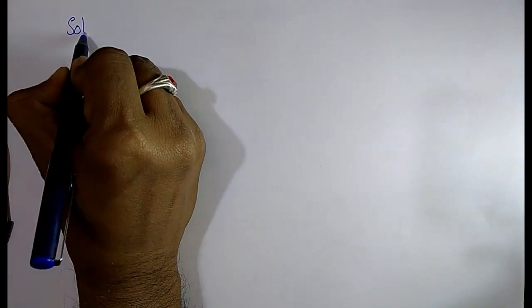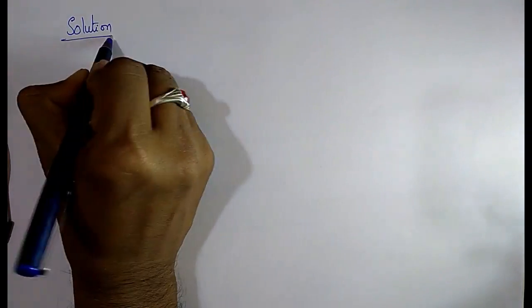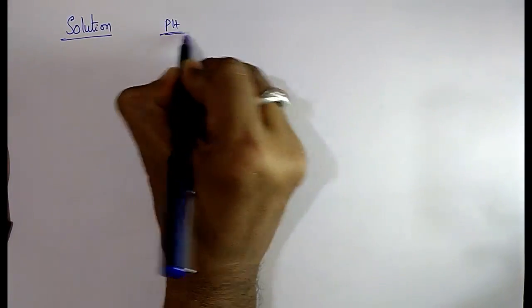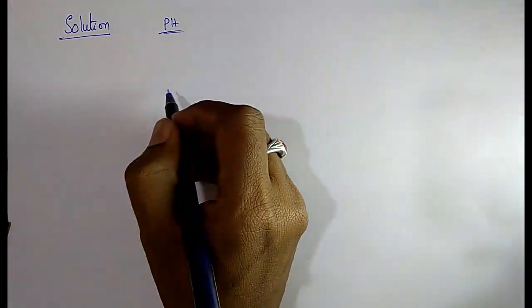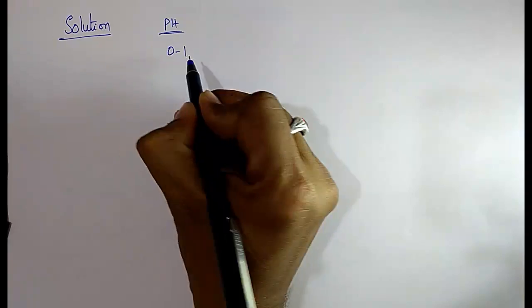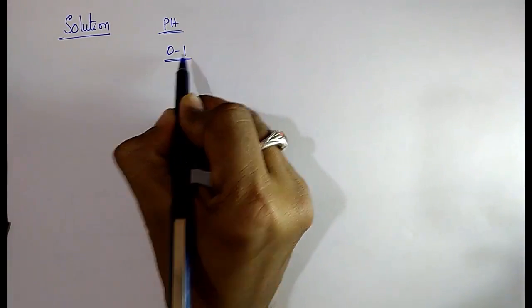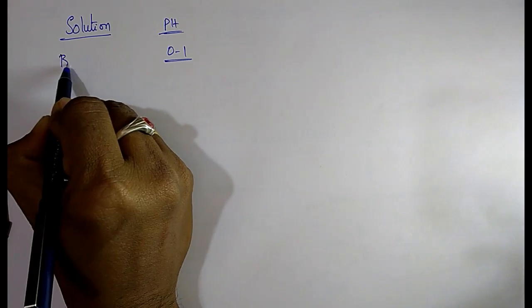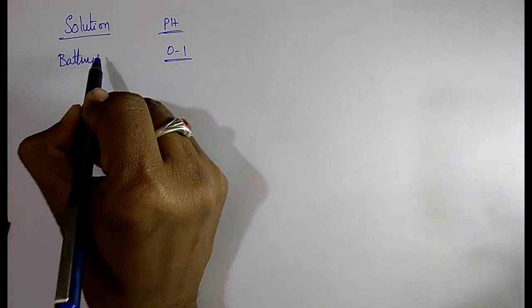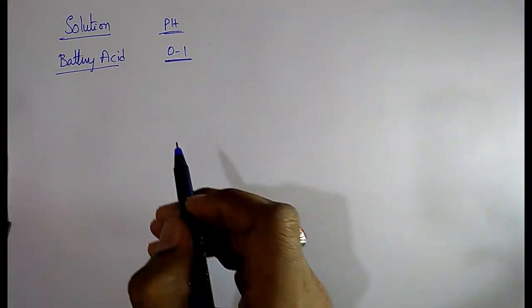Now I want to discuss some important solutions and their corresponding pH values. Okay, from 0 to 1 pH, that means it is acid, that is battery acid. Battery acid has a pH value of 0 to 1.